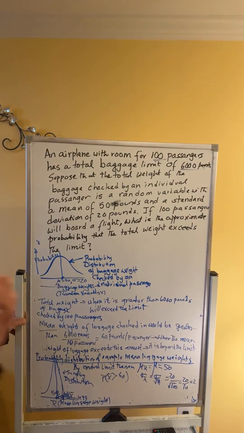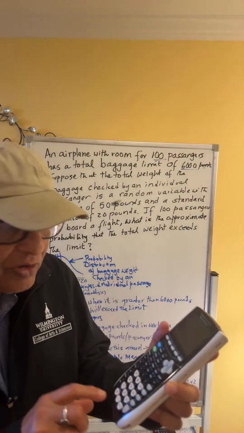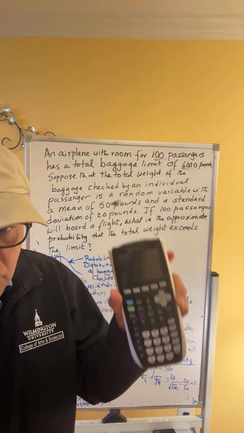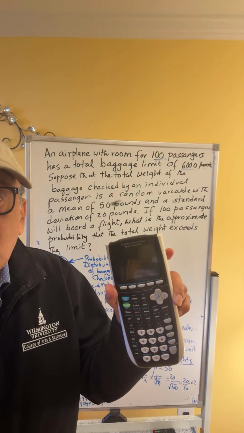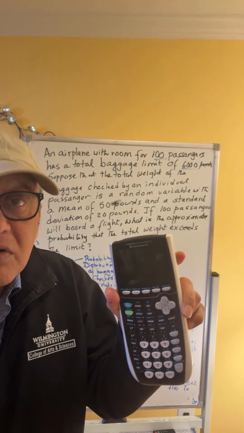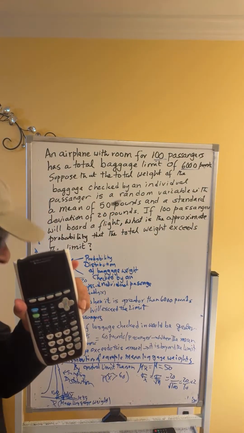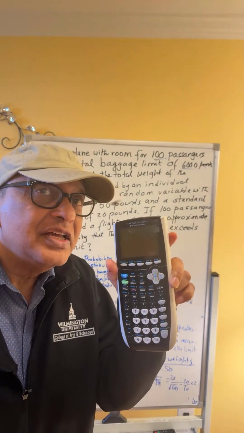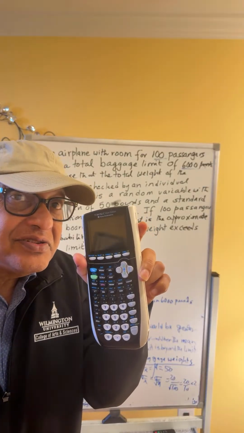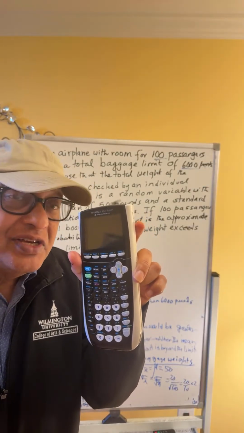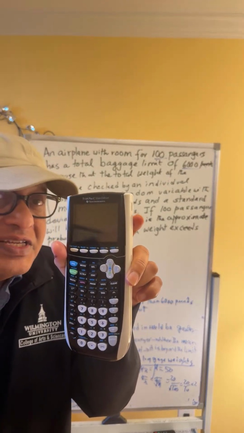Why do I need that information? Because I will use TI-84 to find out the area or the probability of x bar greater than 60. So I'm going to use TI-84 calculator. My goal is to find out what is the area under the normal curve on the right of 60. Because total amount of luggage is 6,000 pounds, divided by 100 passengers. So average weight of luggage per customer is 60.